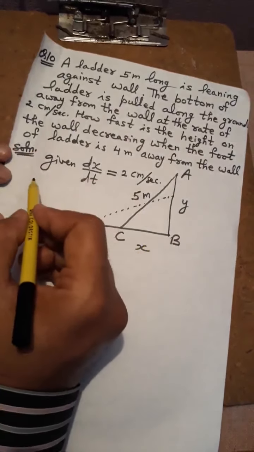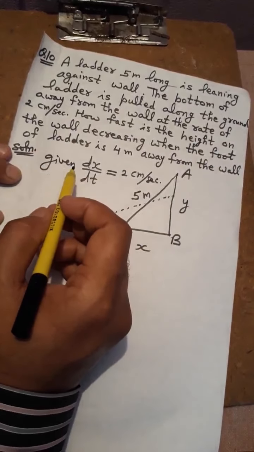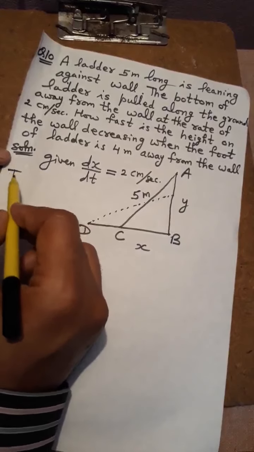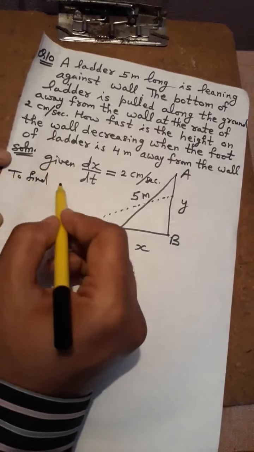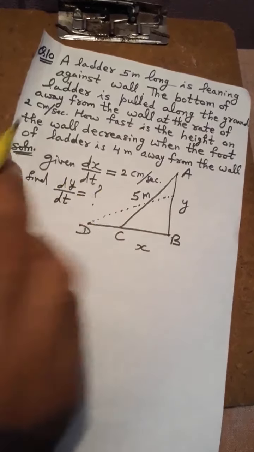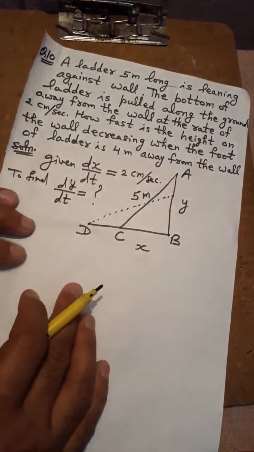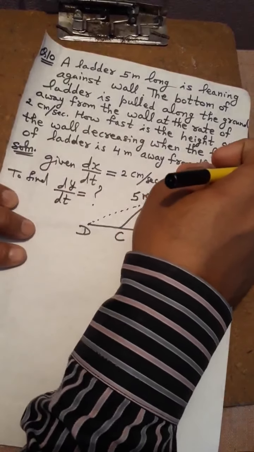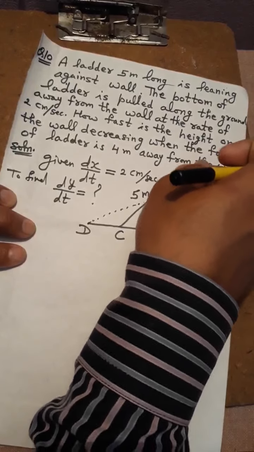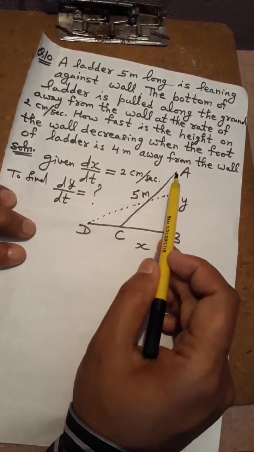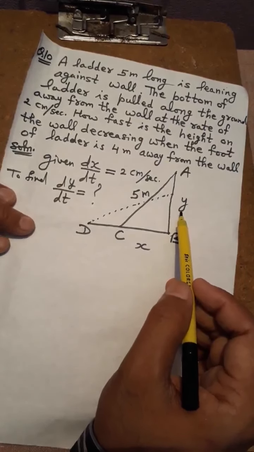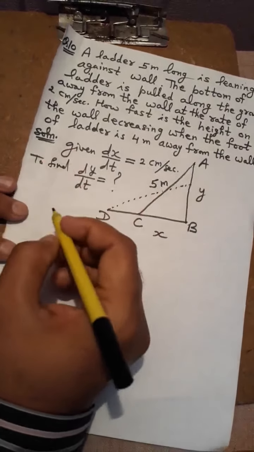And what will we find here? We have to find dy over dt. This is the question mark. dy over dt means how fast the height is decreasing. How fast the height is decreasing means you have to find dy over dt, right? So let us solve it.